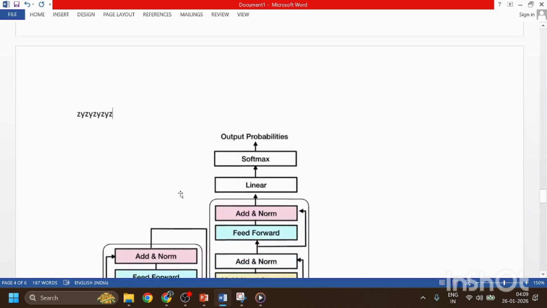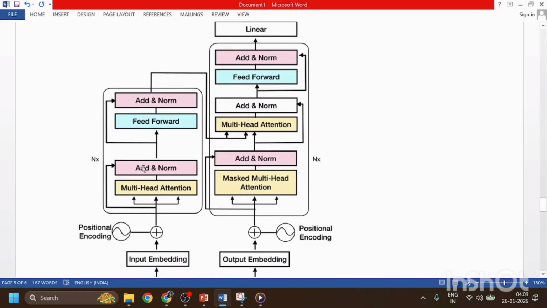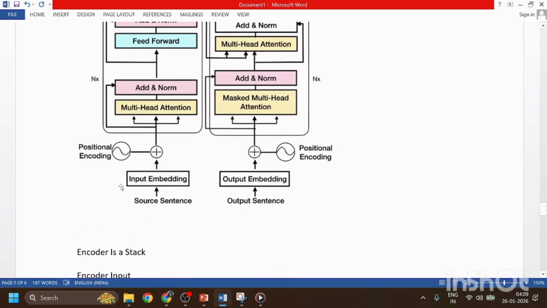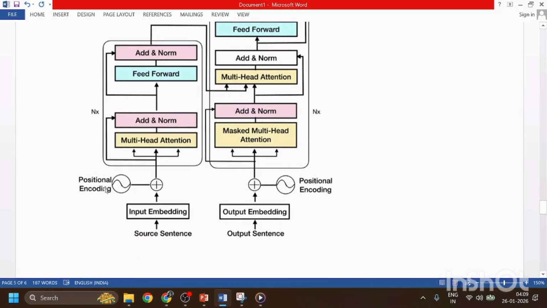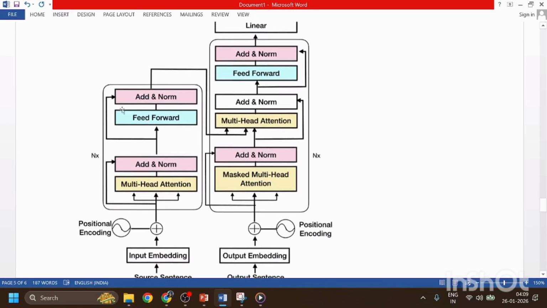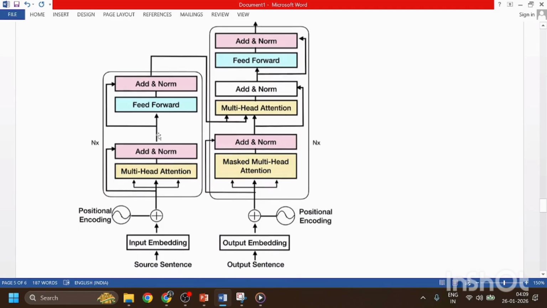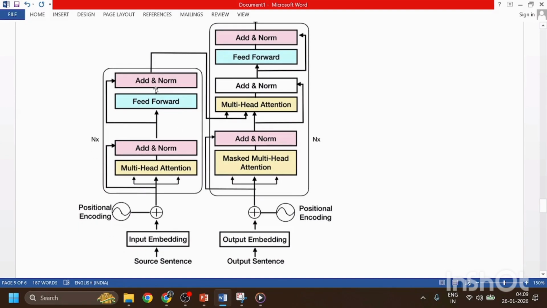This diagram is for one encoder. First of all, you pass the embedding of your sentence and add the positional encoding. After this you do multi-head attention and use add and normalization. After this we pass everything into the feed forward neural network, and after this we add and normalize. These are the steps for one encoder.